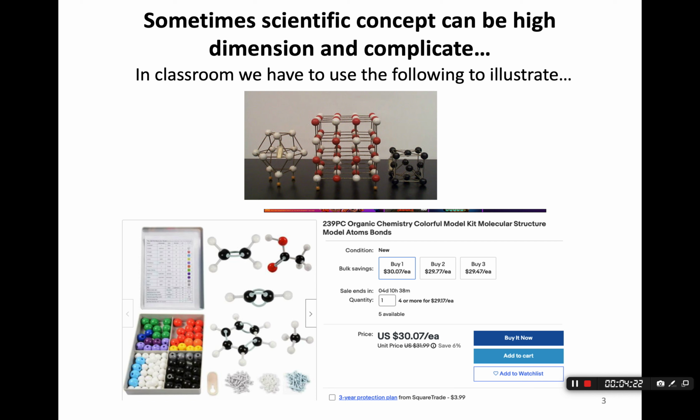A professor has to carry five or six of these toys to a classroom. And assuming I have 50 students in the classroom, each student cannot really interact with this kind of model for a long time. So if it's a really complicated thing, we don't really have enough interaction with this physics concept. Nowadays, we actually have a lot of tools to allow more interaction with this kind of high-dimensional scientific concept. So today I would like to give two examples.